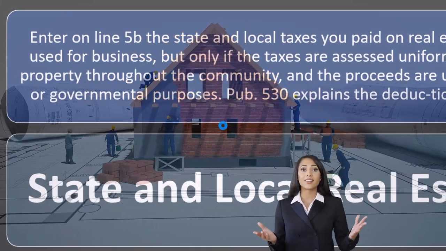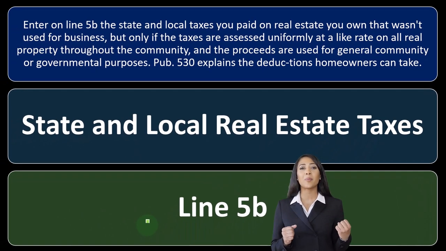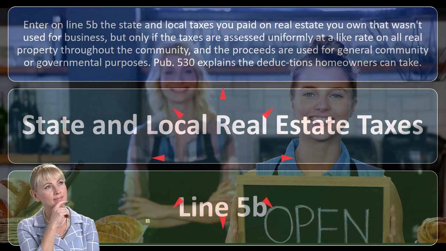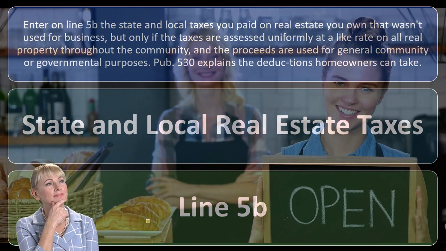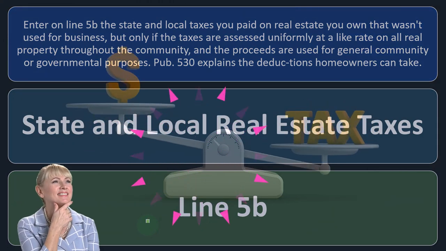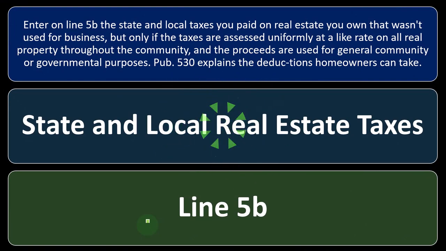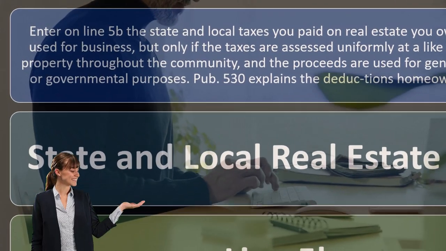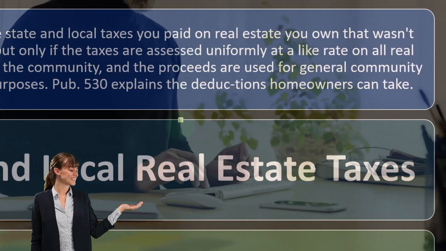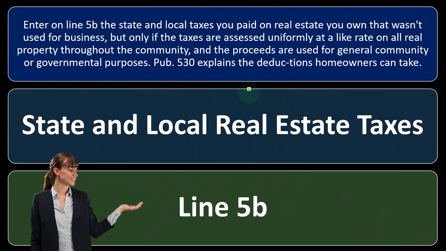In which case, we're looking to take that property tax as a state and local tax deduction on the Schedule A. If it was for business use, you might be able to take it on the Schedule C. If you use part of your home for business, home use of an office or something like that, then maybe you have to have a ratio of your taxes, which we might talk about when we get to the Schedule C, but you can't double dip. You can't deduct both on the Schedule C and on A, or on a home office deduction or whatever. But only if the taxes are assessed uniformly at a like rate on all real property throughout the community, and the proceeds are used for general community or government purposes.